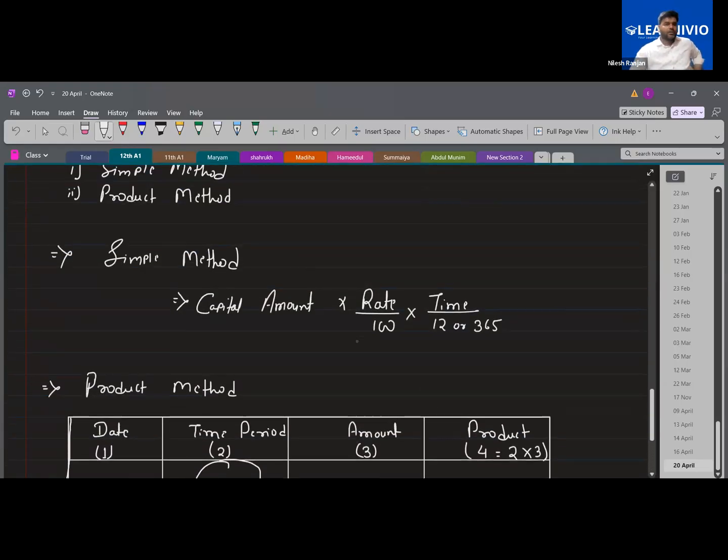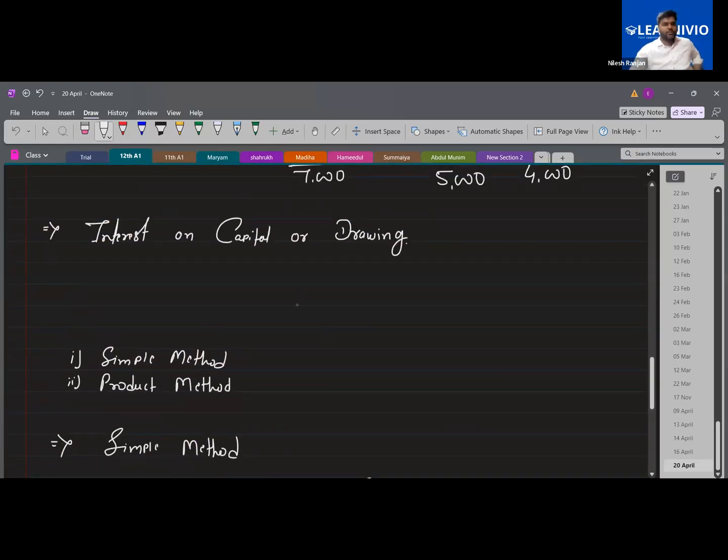Okay. So this is the simple method for interest on capital. Actually, don't write drawing. It is interest on capital.